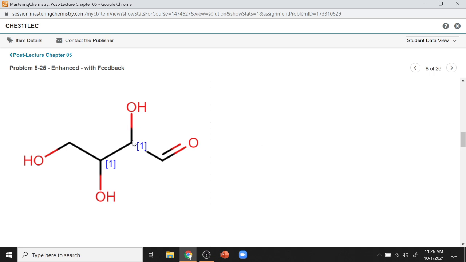I look here. Well, there's 1, 2, 3 different things I see, but carbons always have how many bonds? 4. So that means there's 4 different things, isn't there? And that means that is asymmetric.